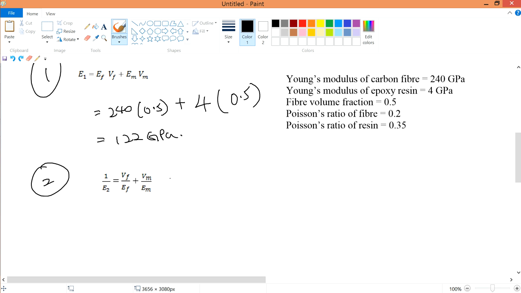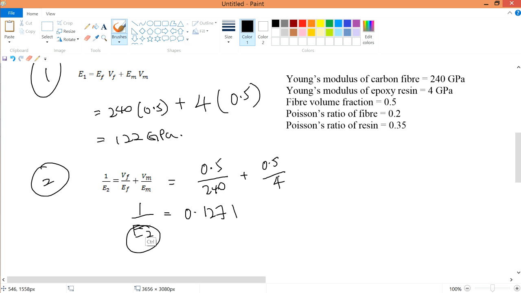In case you want to see the trends between them, the volume fraction of the fiber is 0.5, divided by the Young modulus of 240 GPa. I'll simply sub in the values, so I get 0.1271. You can do it yourself, I will not go into details. 1 over E2 is equal to this.